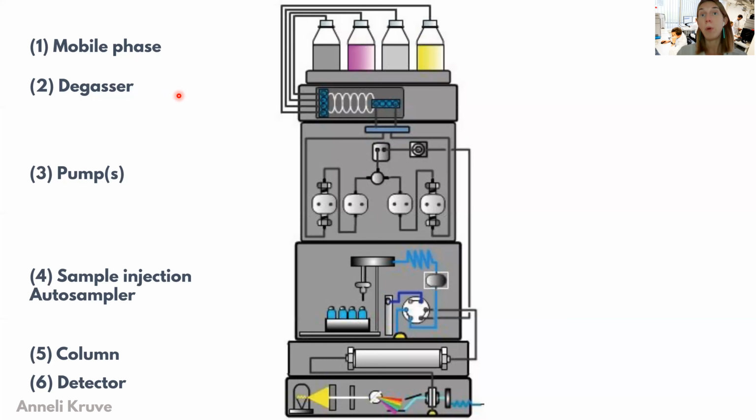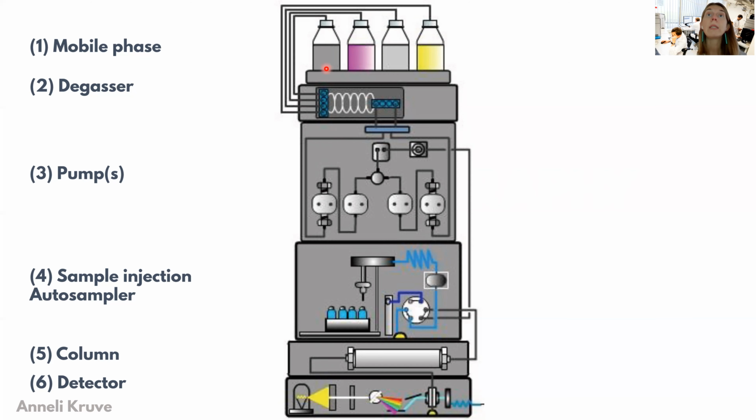The starting point of this instrumentation is the mobile phase. So these are the mobile phases that are used to carry our sample through the column in liquid chromatography. And in liquid chromatography, we usually call the mobile phase also eluent. Eluent is a term that is not used in gas chromatography, but it is used widely in liquid chromatography for the mobile phase.